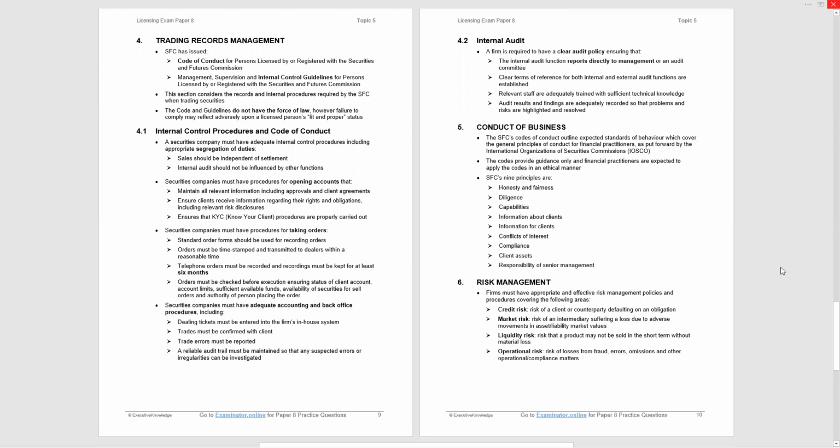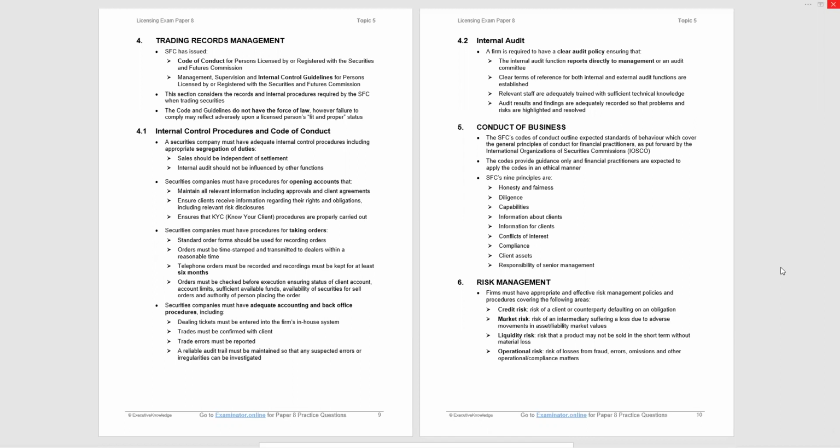Section 4, trading records management. This is fairly straightforward. It's administrative procedures. Please be aware of internal control procedures and code of conduct requirements as listed. They can be examined, but there's nothing technically difficult there.